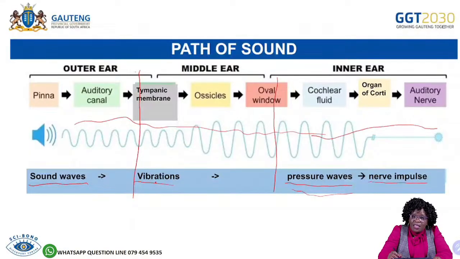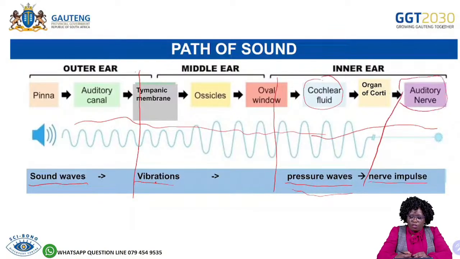Now this is now in the inner ear where we've got cochlear fluid that we spoke about, and we've got the receptors that are organs of Corti, which now is going to be a receptor that will convert that stimulus into an impulse. And now the nerve impulse, you can see it's by the auditory nerve, which is now going to take it to the cerebrum. Please do not write to the brain, because you will not get a mark. The brain is divided into different parts. We've got cerebellum, we've got medulla oblongata, we also have got cerebrum. You must specify that to the cerebrum.